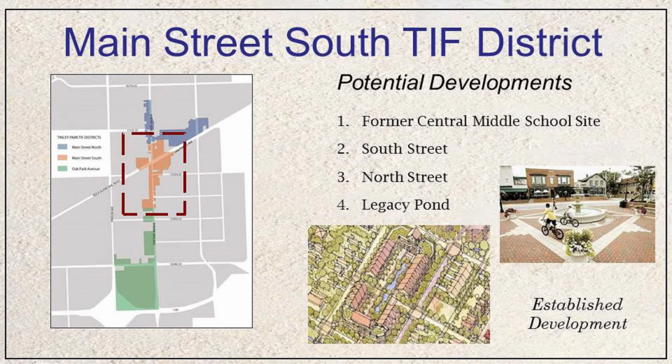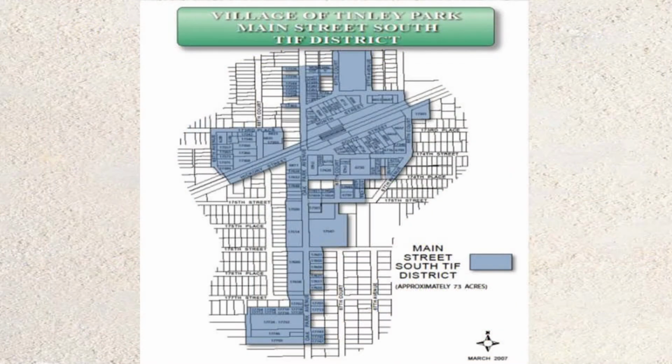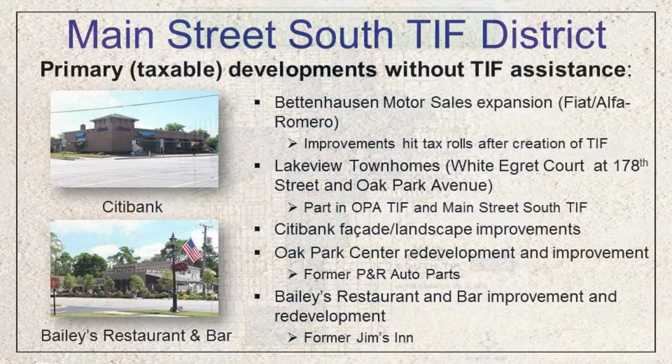Again, a little bigger image of the TIF area, mostly centered along Oak Park Avenue, but encompassing what is referred to as the downtown area around the train station. Primary taxable developments that did not receive TIF assistance: the expansion of Bettenhausen Motor Sales, formerly Bettenhausen Dodge, now the Fiat Alfa Romeo. The improvements of their new showroom and the other improvements they made there hit the tax rolls after the creation of the TIF.